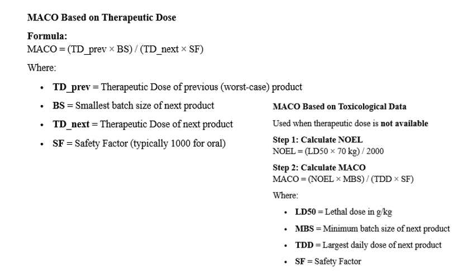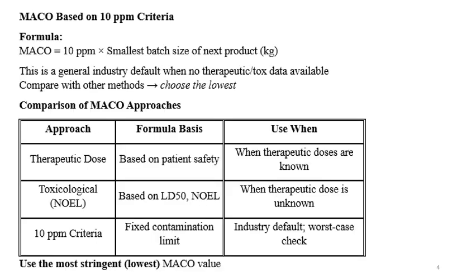LD50 is lethal dose in gram per kg. MBS is minimum batch size of next product. TDD is largest daily dose of next product. SF is the safety factor. So this is the calculation based on therapeutic dose and based on the toxicological data.